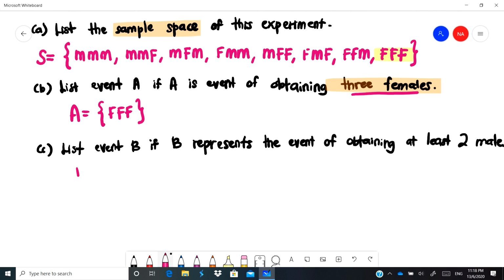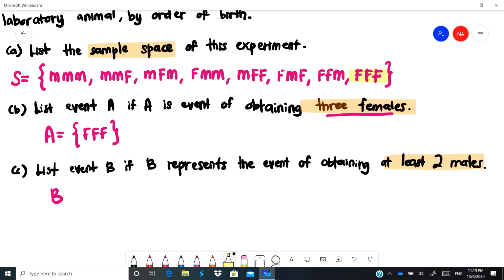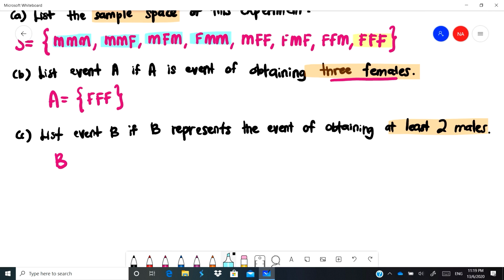What about event B? Event B is the event of obtaining at least 2 males. It doesn't matter whether the male is the first, second or third baby, but there must be at least 2 males. Let me use blue to highlight. Outcomes with 3 males count because at least means it can be more than 2. This one has only 1 male, so it is less than 2 and does not count. The ones highlighted in blue are event B.